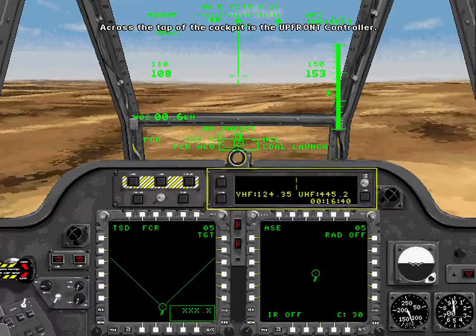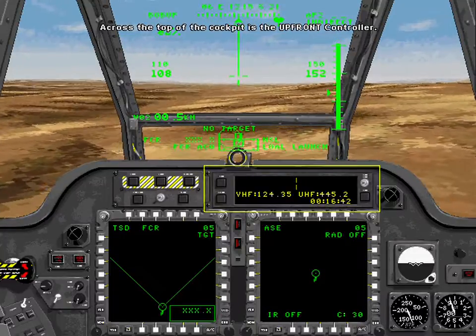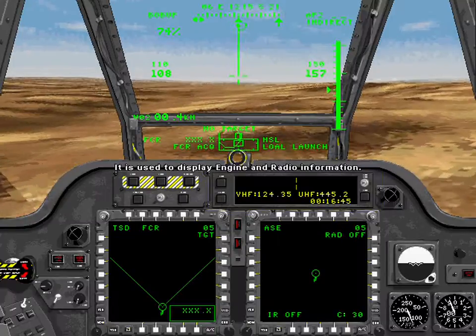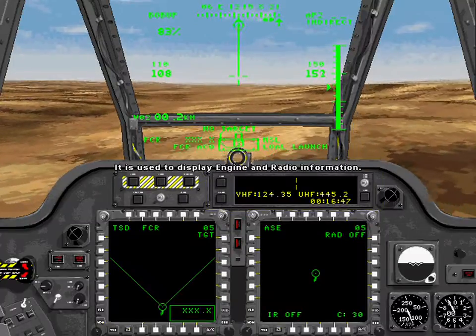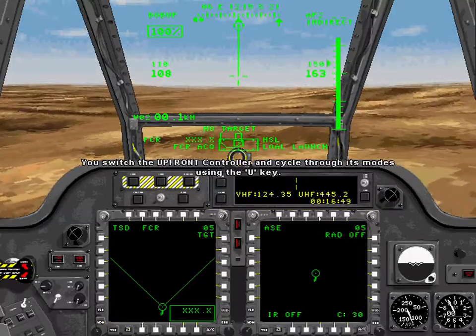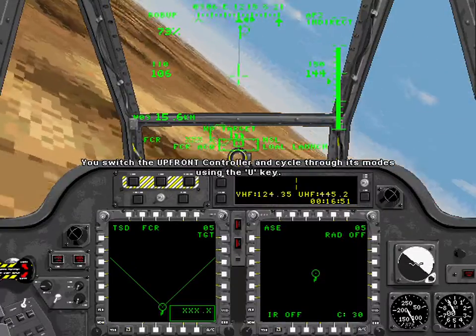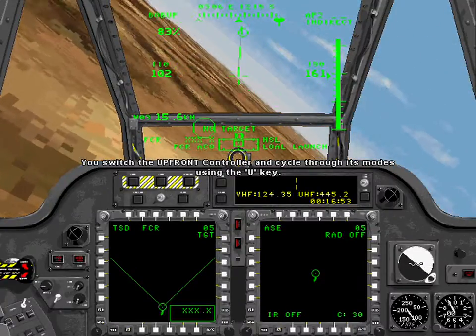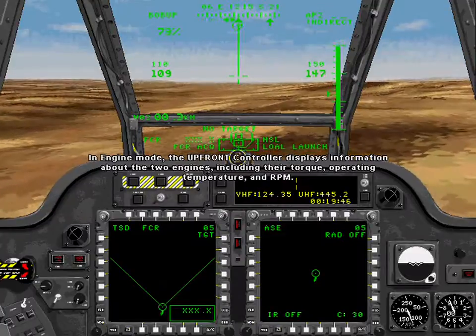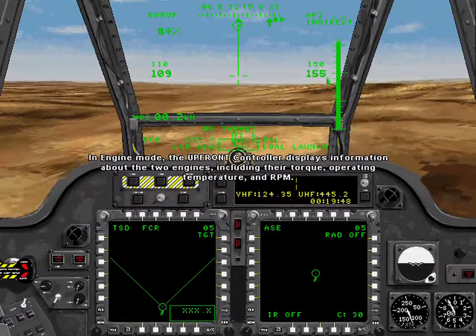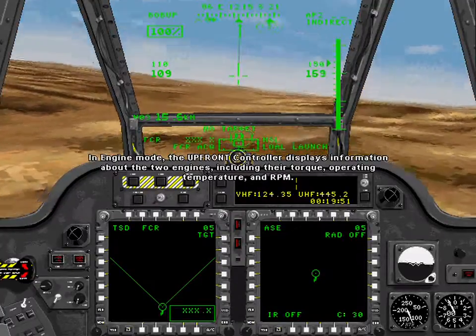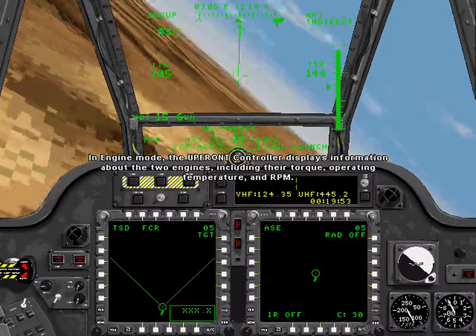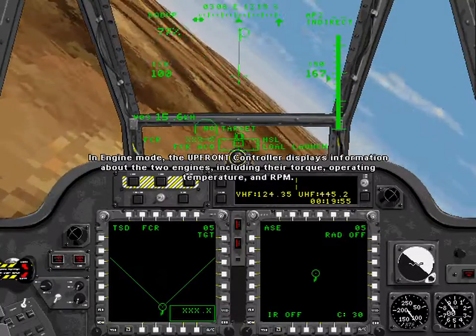Across the top of the cockpit is the up-front controller. It is used to display engine and radio information. You switch the up-front controller and cycle through its modes using the mode key. In engine mode, the up-front controller displays information about the 2 engines, including their torque, operating temperature, and RPM.